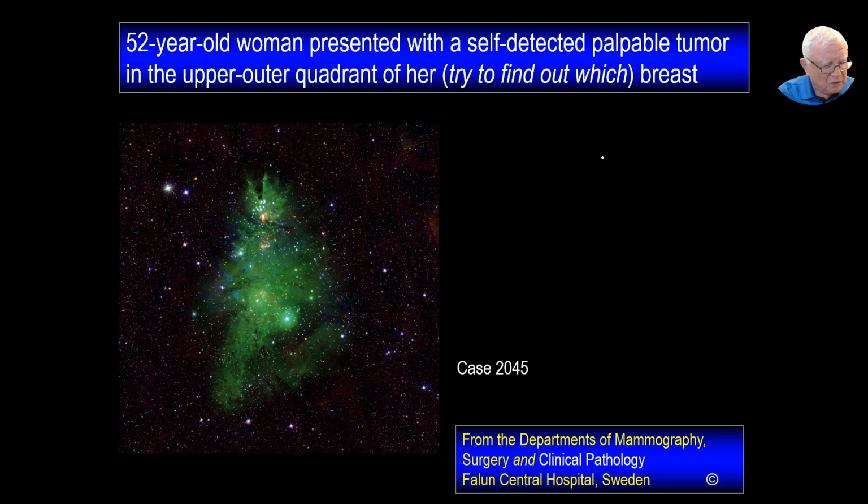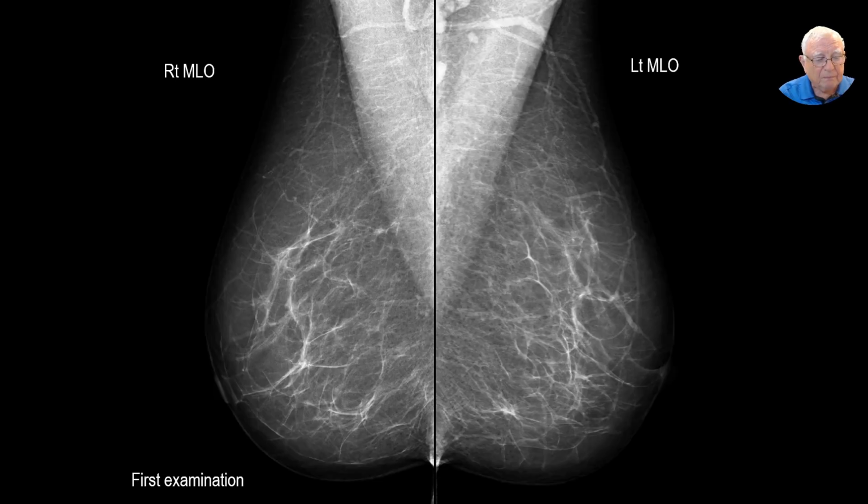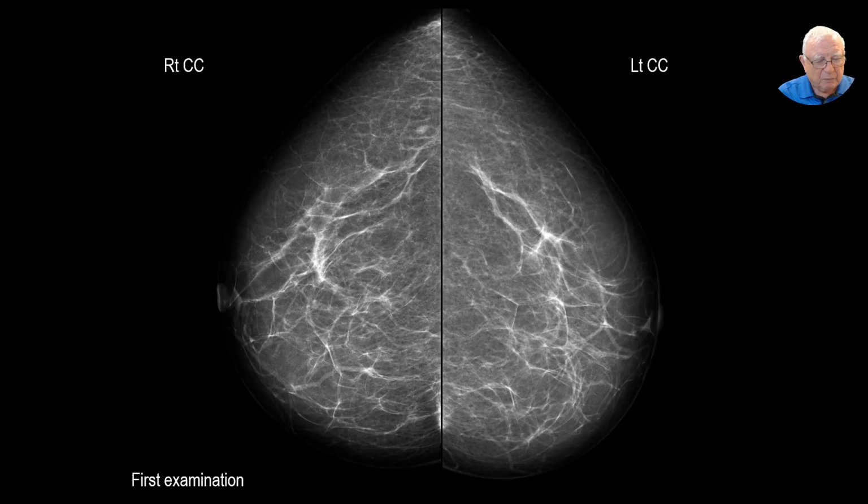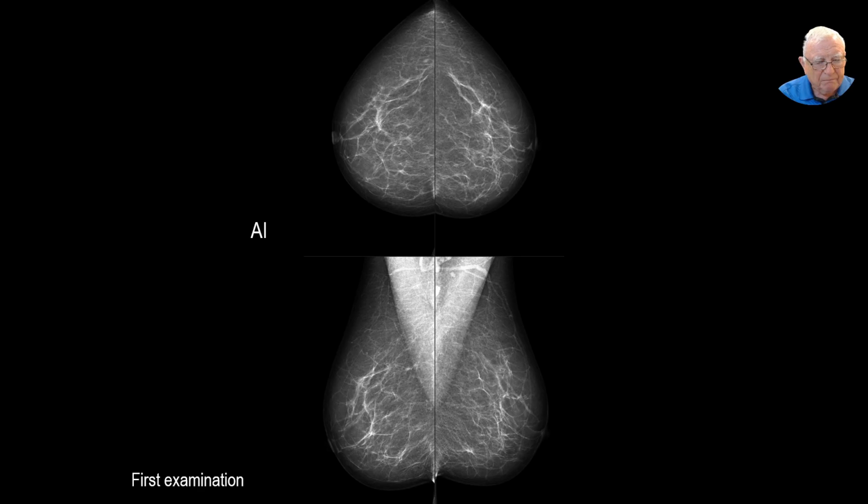We do perception. Which breast? Right or left? Easy to read. CC projection. No, this is not the way we are looking at a mammogram.